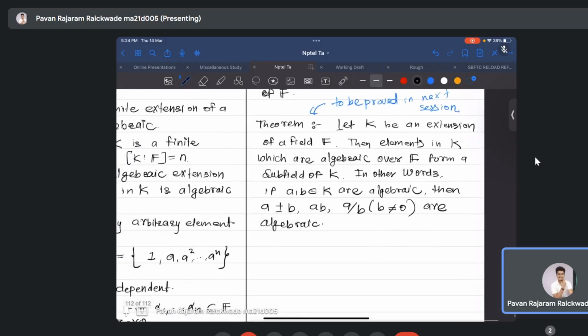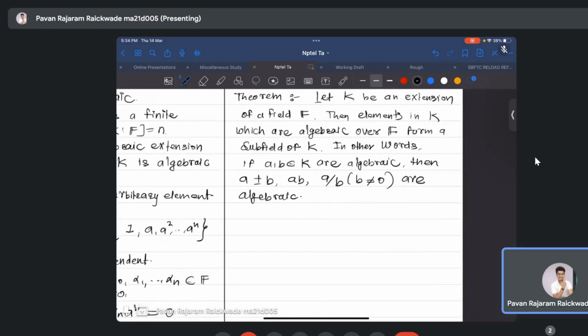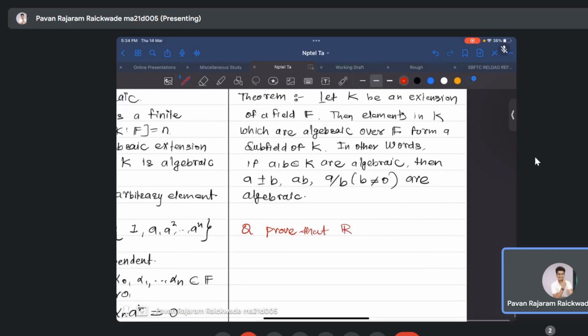So one easy exercise for you can be this. Do that. Now I will prove this: prove that R is not an algebraic extension of Q.